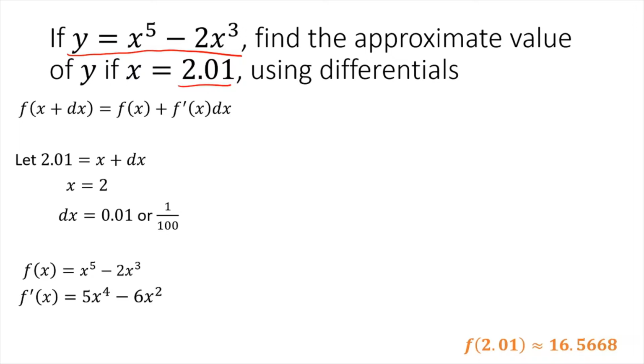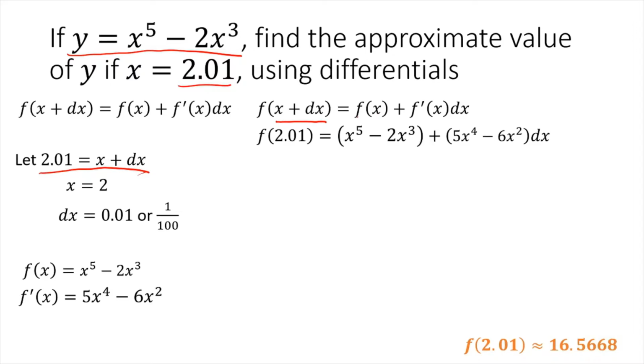And then going back to the working equation, f of x plus dx equals f of x plus f prime of x dx, where x plus dx is 2.01, right? So f of 2.01 equals f of x, which is x raised to 5 minus 2x cubed, right? And then f prime of x here is this one, 5x raised to 4 minus 6x squared. And then times dx. Okay?